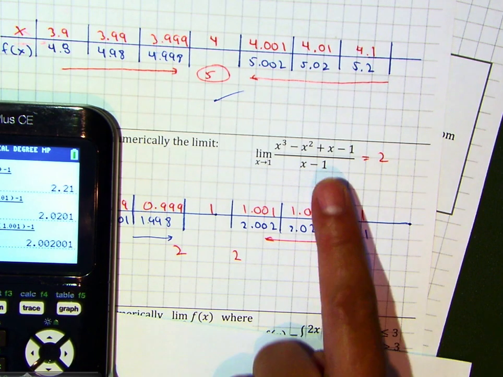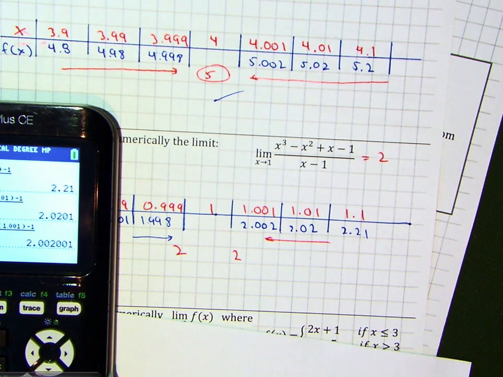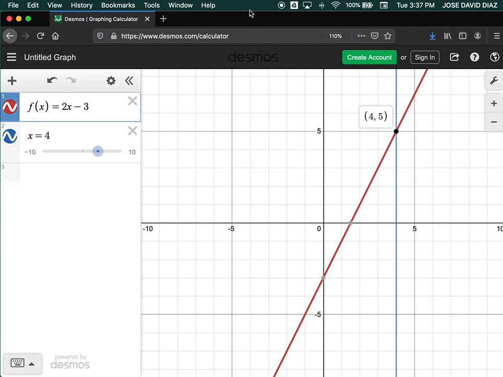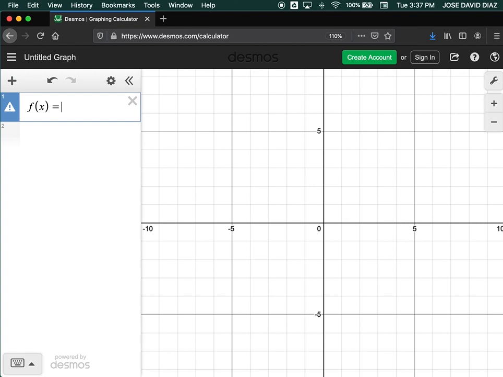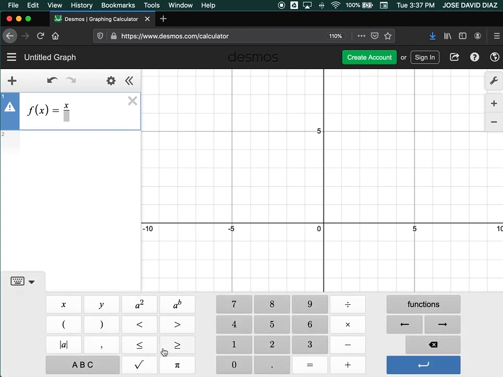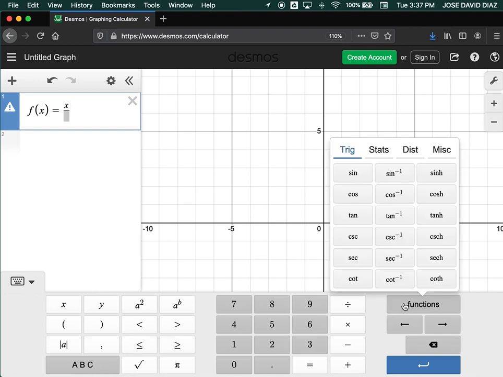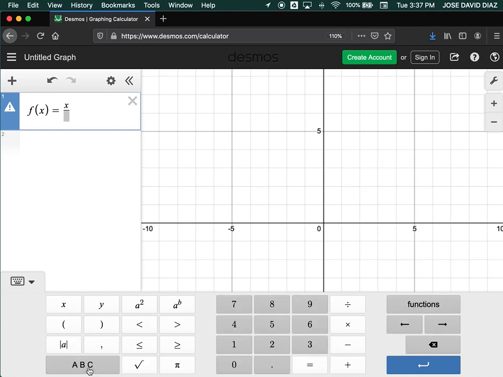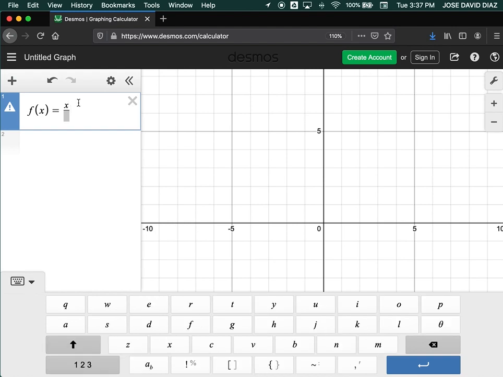Do you guys remember what type of graph this is? Correct. So in this case, this is a rational function. So I type in x. I make my fraction right away. You can also use your table, and then you have a fraction division in there. And do they have a function? No. So just by doing the divide by, it will give you the fraction.